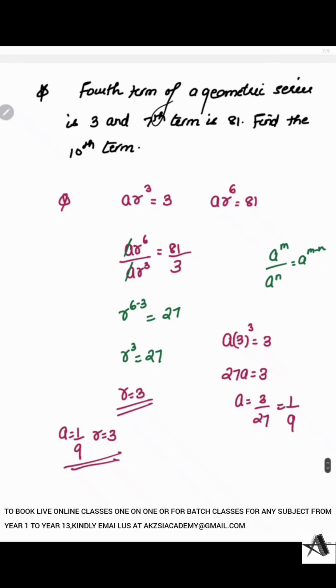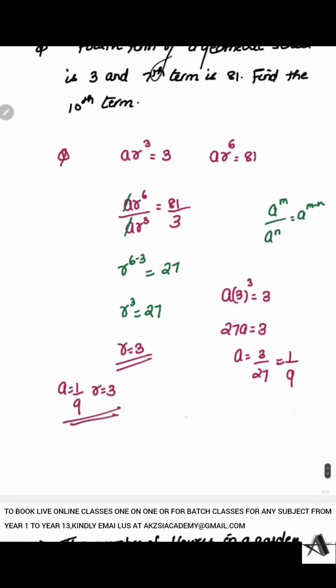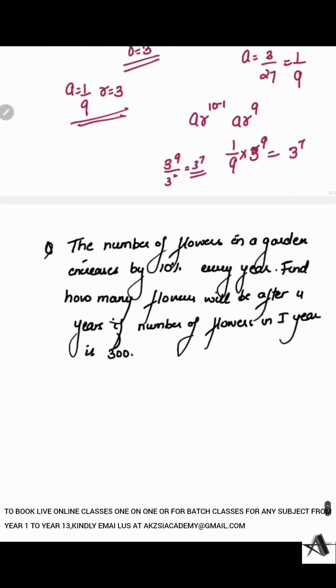They are asking us to find the value of the 10th term. The 10th term is ar to the power of 10 minus 1, that is ar to the power of 9. a we have calculated as 1 over 9, and r is 3 to the power of 9. So I can directly write it as 3 to the power of 7, because 9 can be written as 3 to the power of 2. It will be 3 to the power of 7. Either solve it or leave it like that. It's completely fine. Moving on to the next question.